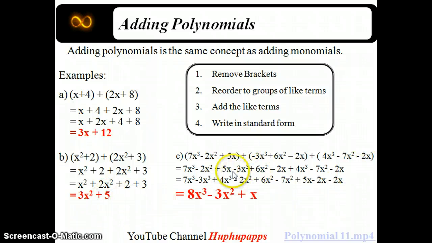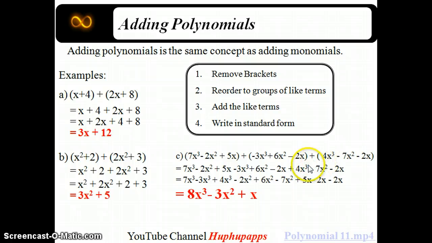And then we look at a more complicated one, but don't get overwhelmed with the complicated ones. Just do what you're supposed to do. So remove the brackets. We did that here. A positive and a positive is a positive 7. A positive and a negative 2 is a negative 2. A positive and a positive 5 is a positive 5. And then here, a positive and a negative is a negative 3x cubed. A positive and a positive is a positive 6x squared. A positive and a negative is a negative 2x.